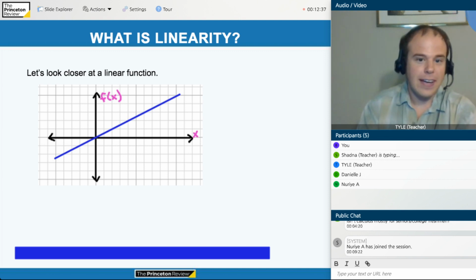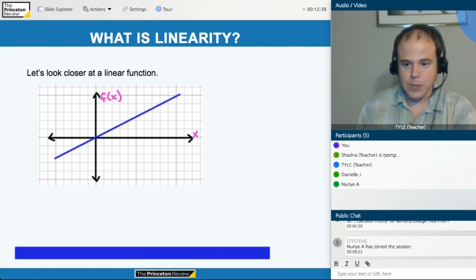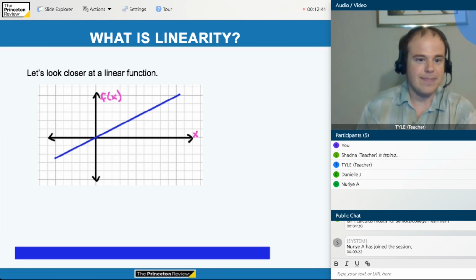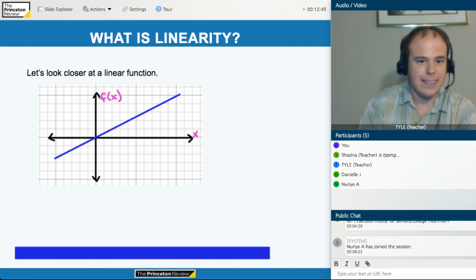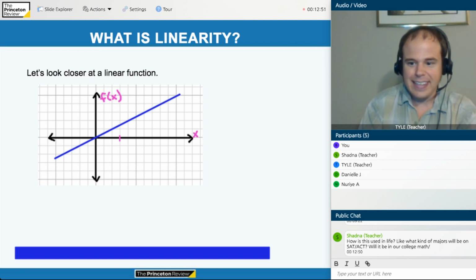Okay, so now we'll define linearity, and then afterwards we're going to apply it to some examples. So we're going to take a closer look at this linear function. And let's consider two different values of this function.